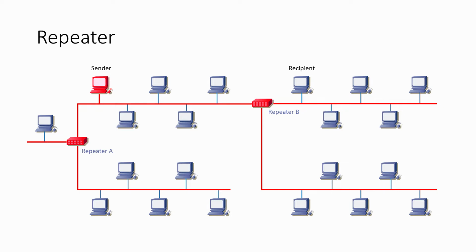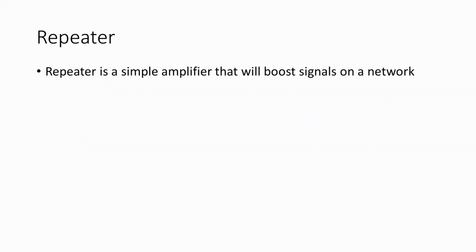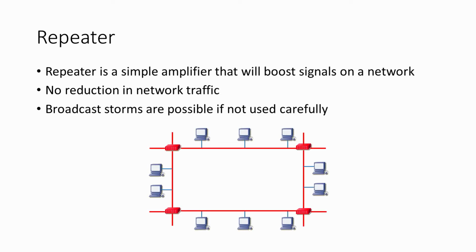So, as you've seen so far, a repeater is nothing more than a simple amplifier that will boost signals on a segmented LAN. But it does nothing to reduce the unnecessary traffic. In fact, it generates more. Imagine a very badly designed LAN with a circuit of repeaters like this. Each will end up retransmitting its own signals over and over, resulting in what's known as a broadcast storm.